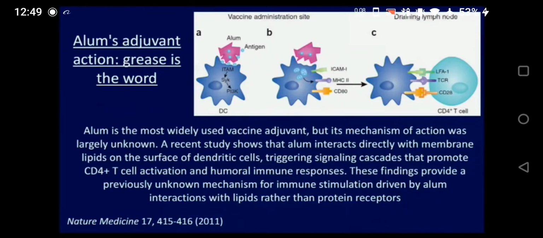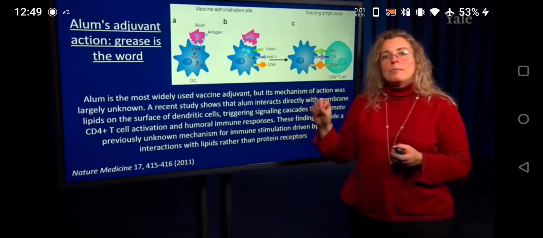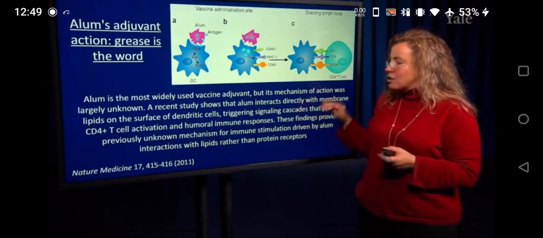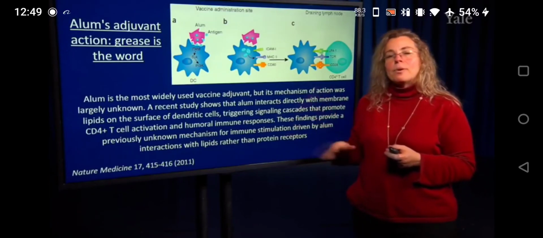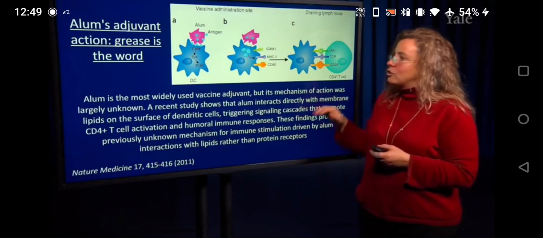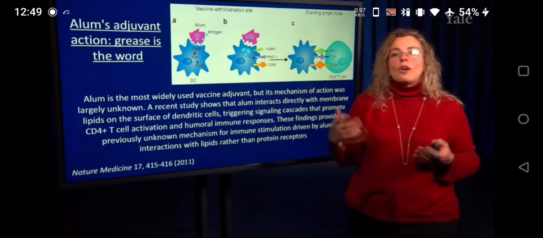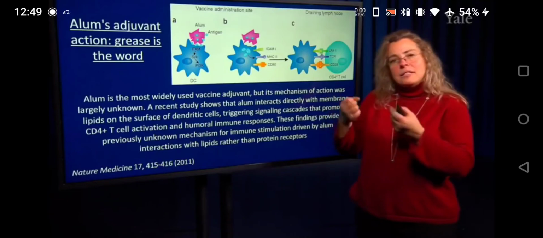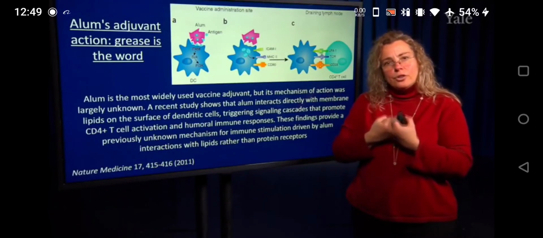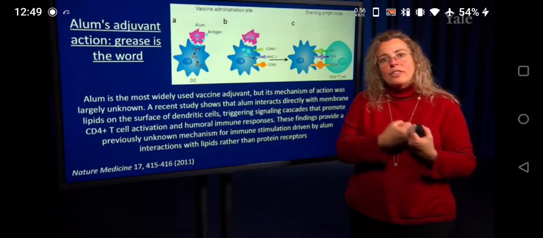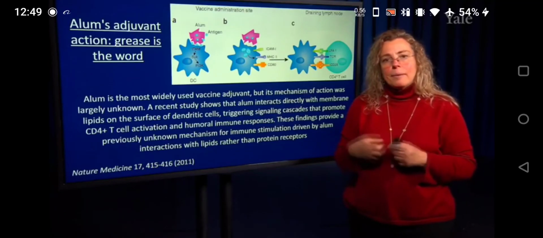Alum does not bind to receptors on innate immune cells. The alum actually binds to the cell membrane itself. So it binds to the lipid. Grease, of course, is fat, and lipids are fat. So the alum sticks to the cell surface, the innate cells. And that's a different delivery method of trying to get the cells to take up antigen.